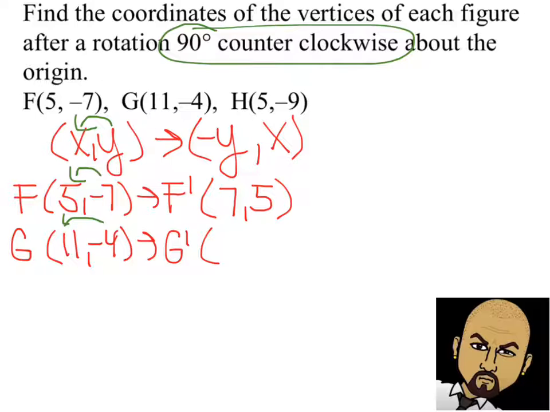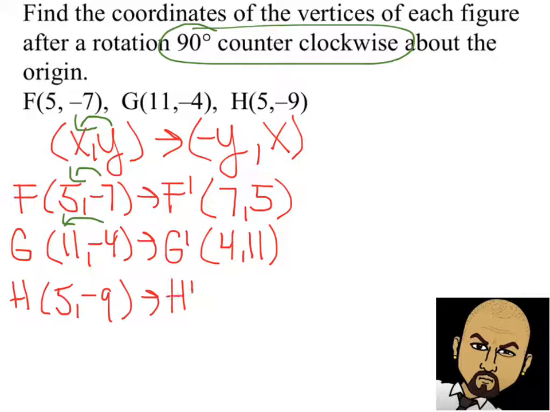So the -4 is going to jump over, and as it jumps over, it's going to become positive, so that becomes +4, while the 11 value, which is our x coordinate, is just going to slide right over and become our new y coordinate. All right, here we got vertex H, the ordered pair 5, -9.